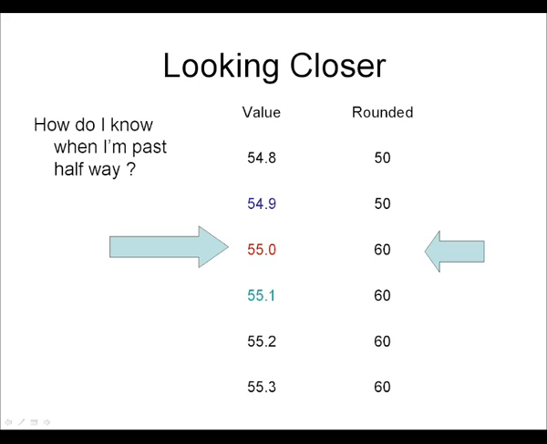When do I decide when I'm past halfway? Well, what I do is I look at 54.8, 54.9, and then at 55.0, when you tick over into the next digit, I decide there, where I'm starting the 55s, that's the point I consider to be closer to 60. So as soon as that ticks over to the 55, that's when I say I'm closer to 60.